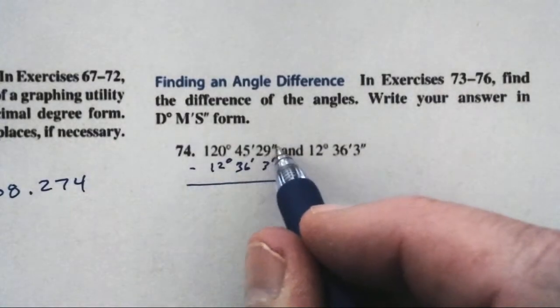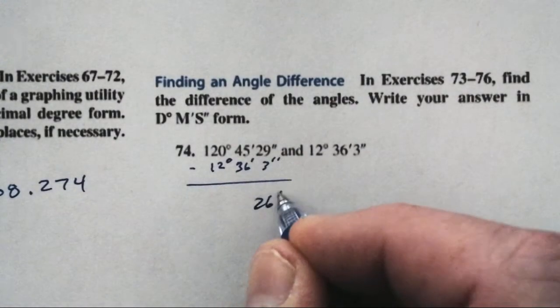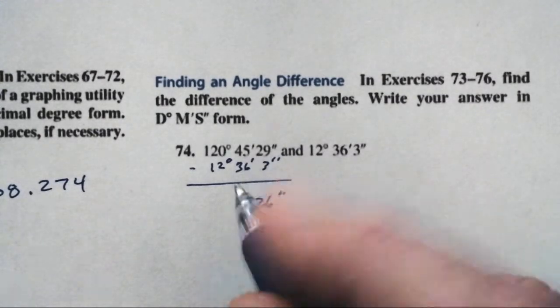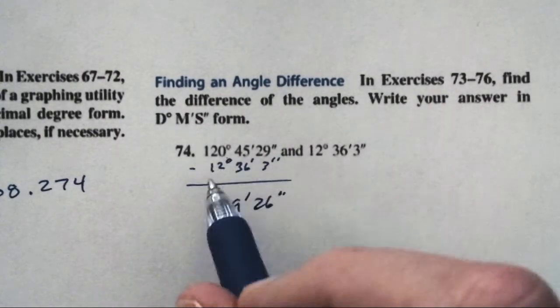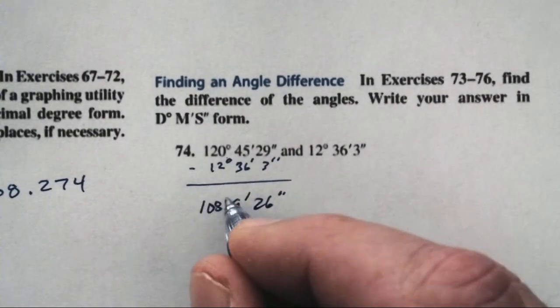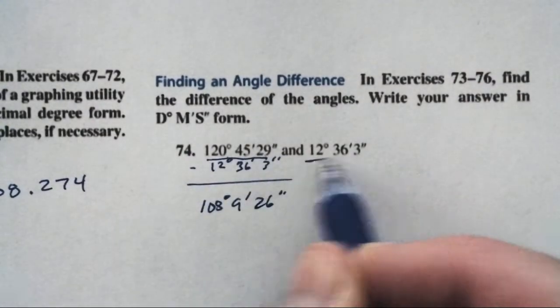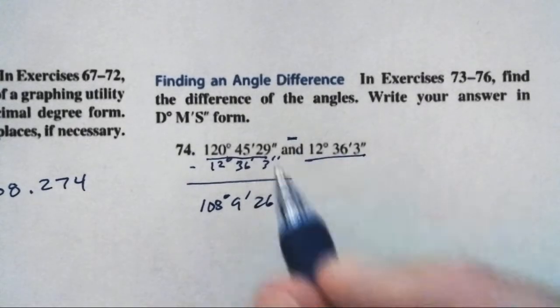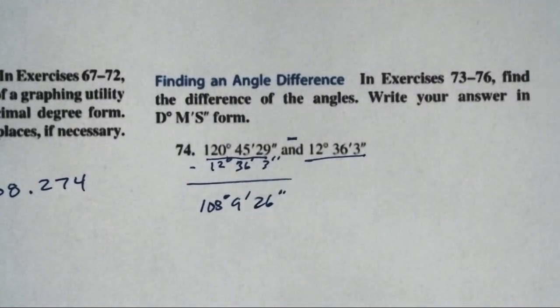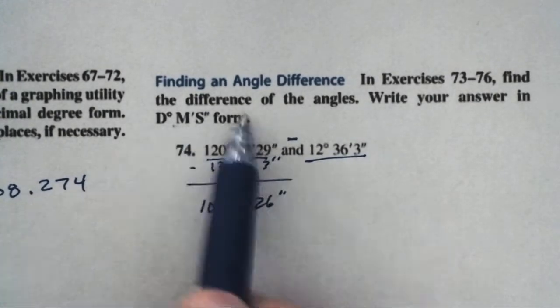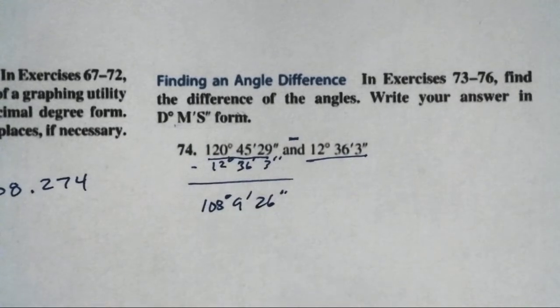So let's see, I get 29 seconds minus 3 seconds, 26 seconds, 45 minus 36, 9 minutes, and 120 minus 12, 108. But again, you could just enter this in your calculator using the angle option and then put minus, and it would give it to you in decimal form. And then you would convert that to degrees, minutes, seconds, which I'm going to show you how to do in this next problem.